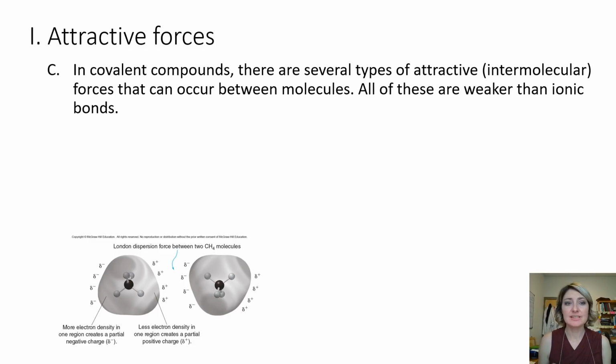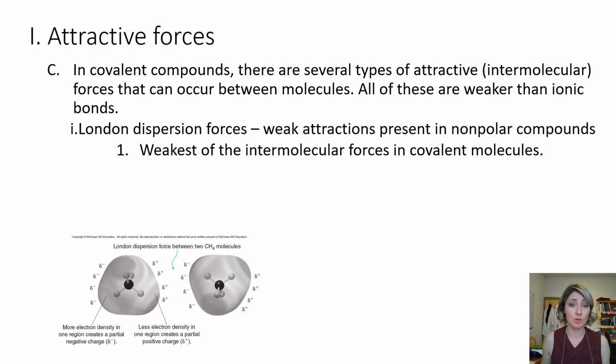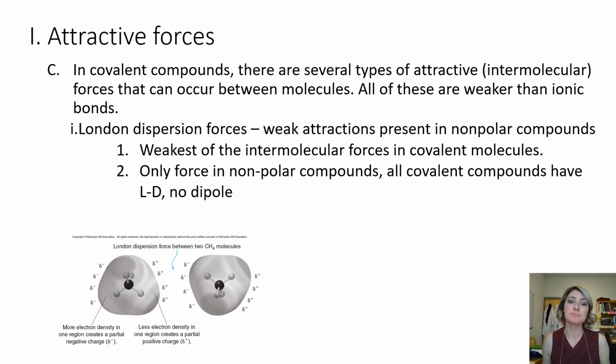So let's shift our focus now to the attractive forces that hold covalent molecules together. In covalent compounds, there are several types of attractive or intermolecular forces that occur between molecules. All of them are considered to be weaker than ionic bonds. The first one, the weakest, is the London dispersion force, and these are weak attractions that are present in nonpolar compounds. So all covalent compounds have London dispersion forces. Again, it's the weakest intermolecular force in covalent molecules.